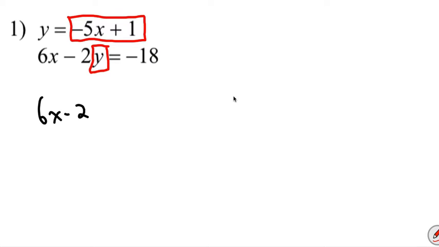Now, the reason why we're doing this is because we cannot solve an equation when we have two variables. And right here I have two variables. I have x and y. Up here I have two variables. I have x and y. I cannot solve for x or y when I have two variables and I'm trying to solve them at the same time.